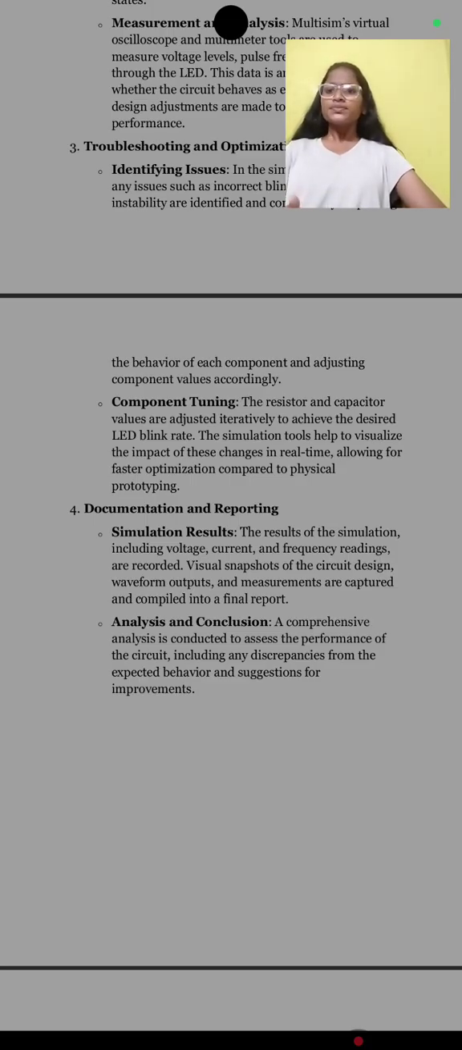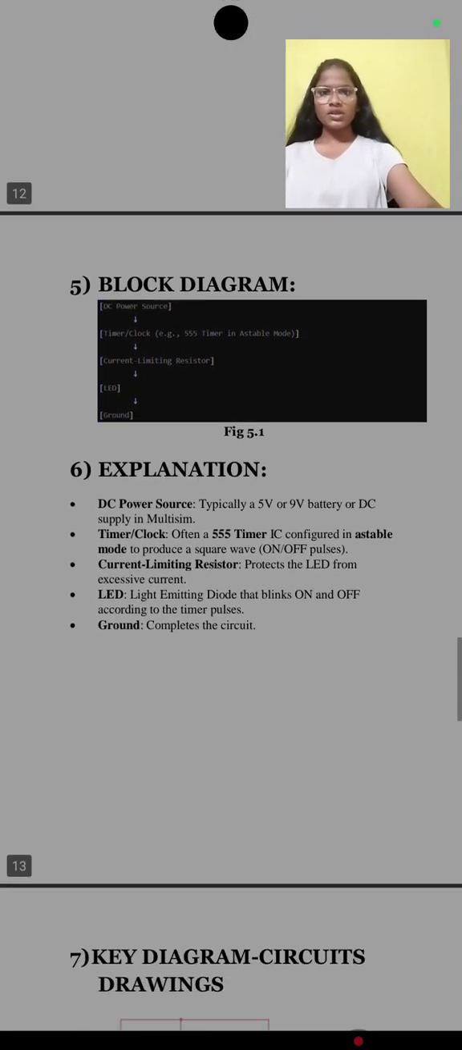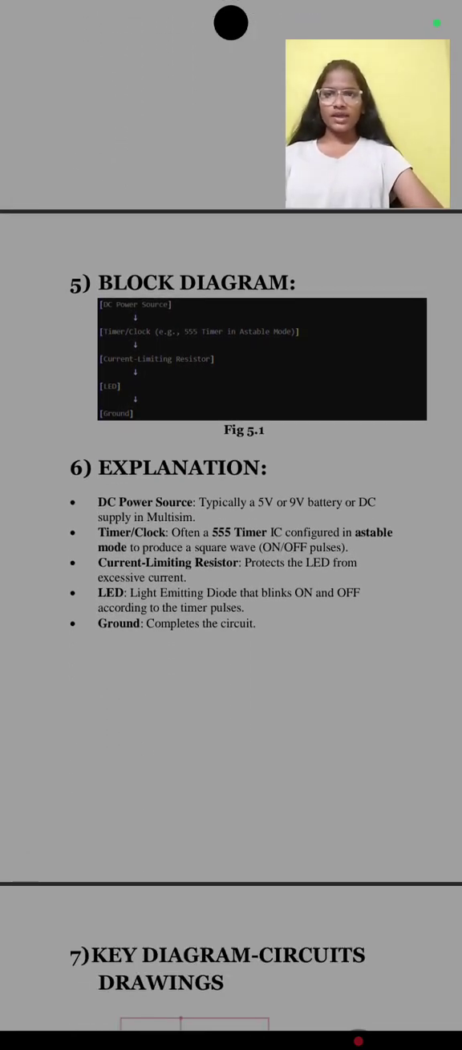Documentation and reporting. Simulation results. The results of simulation, including voltage, current, and frequency readings, are recorded. Visual snapshots of the circuit design, waveform outputs, and measurements are captured and compiled into a final report. Analysis and conclusion. A comprehensive analysis is conducted to assess the performance of the circuit, including any deviations from the expected behavior and suggestions for improvements. Now let us look at the block diagram of this.